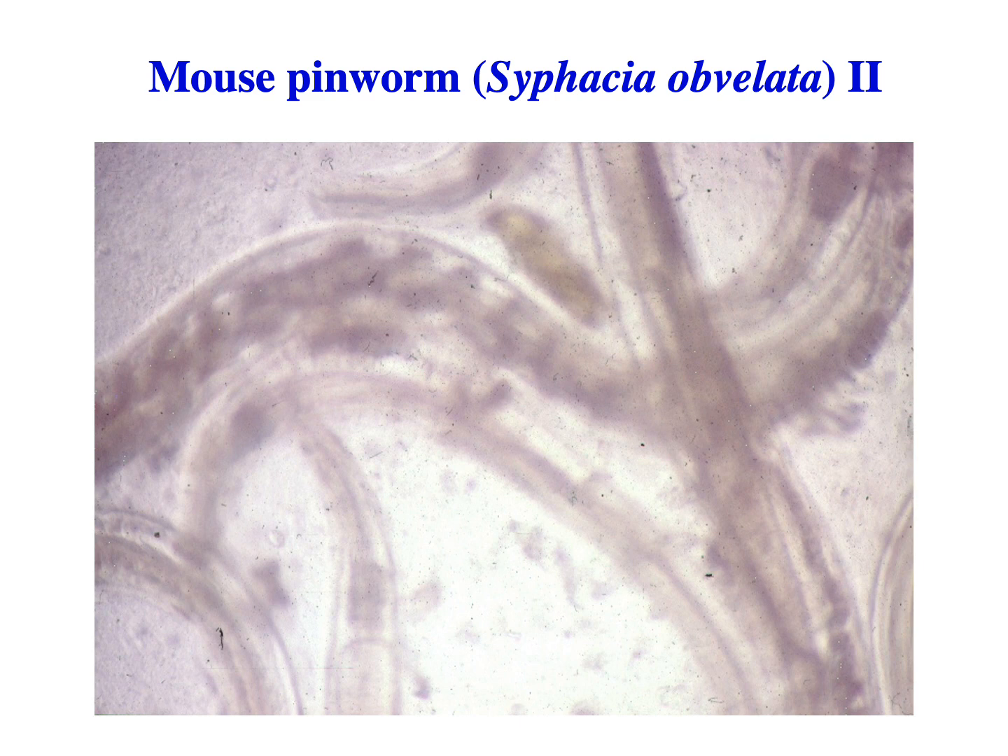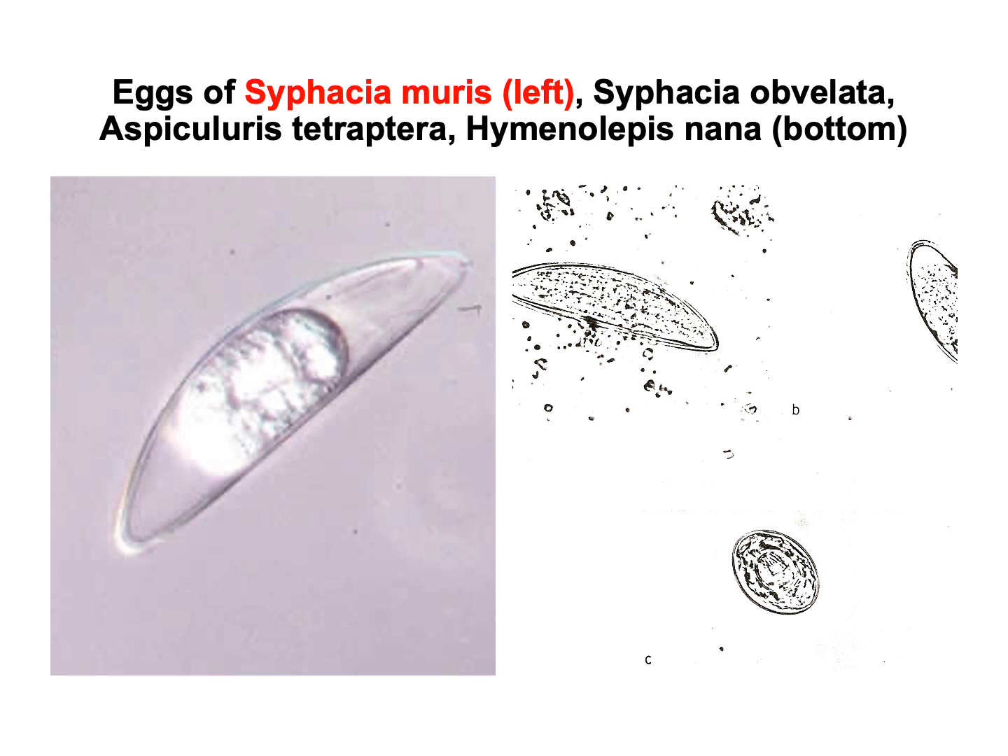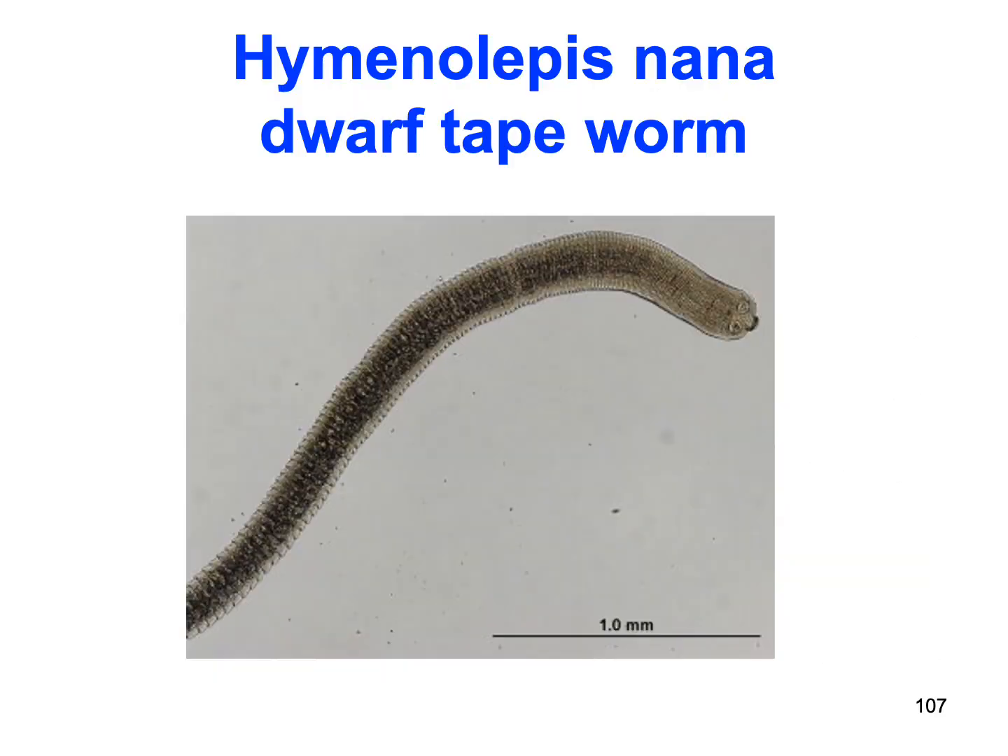And concerning the eggs, this is a collection of eggs of Syphacia muris, left, Syphacia obvelata and Aspiculuris tetraptera, right, and Hymenolepis nana, the next and last organism, bottom. And here you see Hymenolepis nana. This is a dwarf tapeworm with a possible zoonotic capacity.